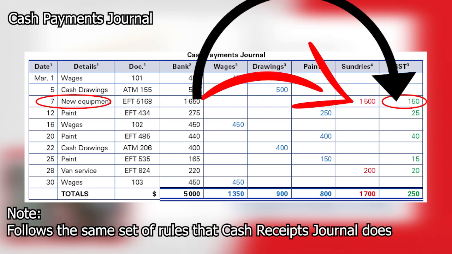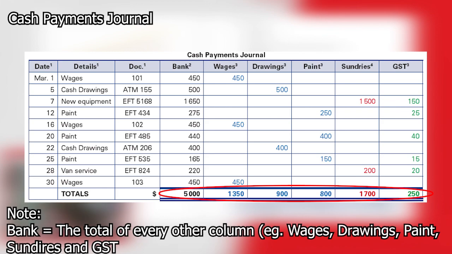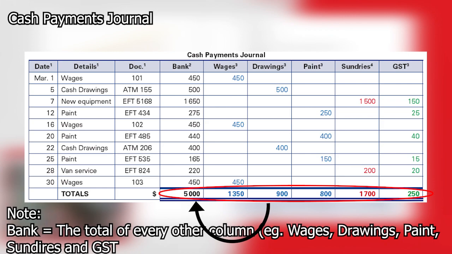But then if we keep scrolling down, we see the totals, and the same principle applies of the $5,000. Because it's adding up everything on the first all the way down to the 30th. Likewise for wages, likewise for drawings, paint, sundries, and GST. Just going through, you can see those adding up there right away.